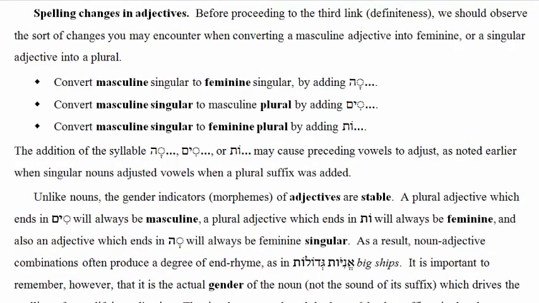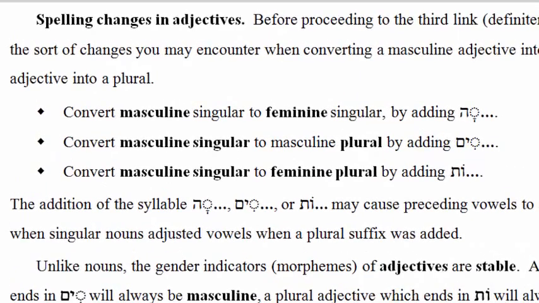Notice then the spelling changes that take place in adjectives, and these are very consistent, very dependable. Changes that take place when we move from a masculine singular to a feminine singular. We'll be adding a kametz he, as we heard in tov to tovah. Or if we were to employ the adjective large or big, gadol, it would be a shift from gadol to gadolah. If we move from masculine singular, staying in the same gender, moving to masculine plural, it would be a shift from tov to tovim. Or in the case of the adjective gadol, from gadol to gadolim.